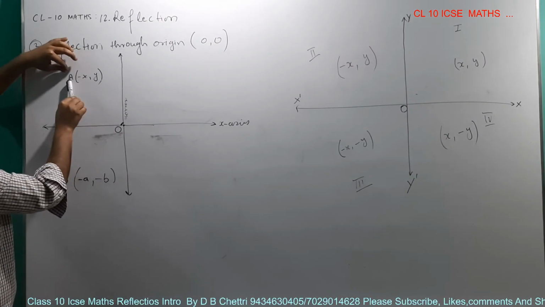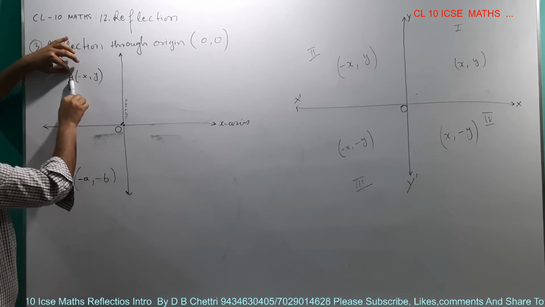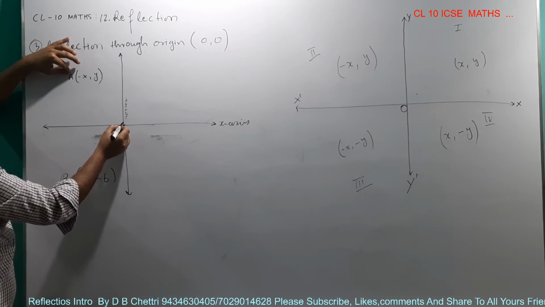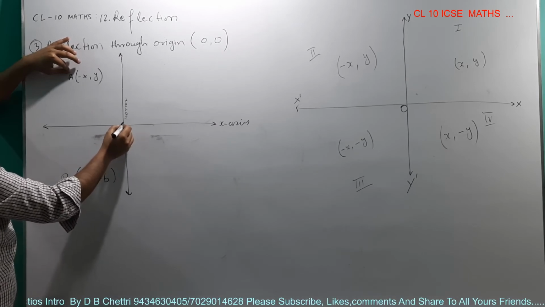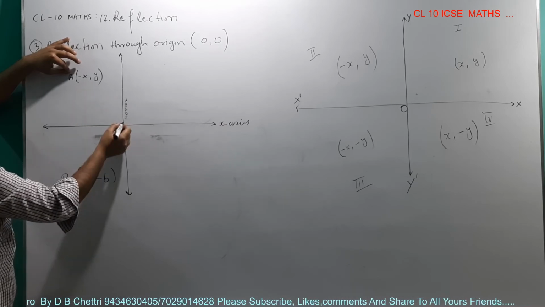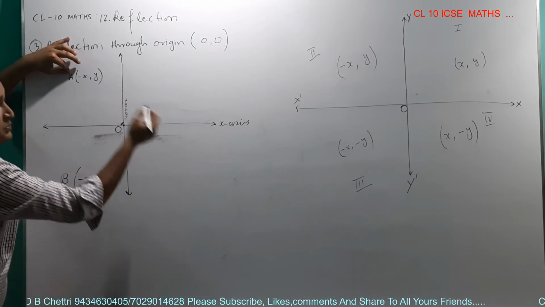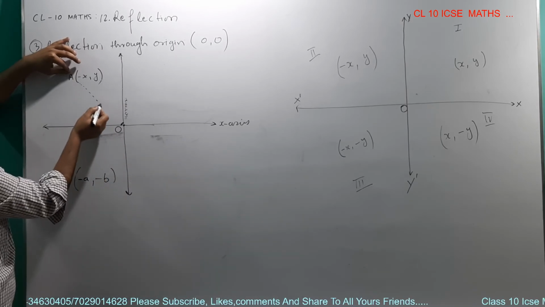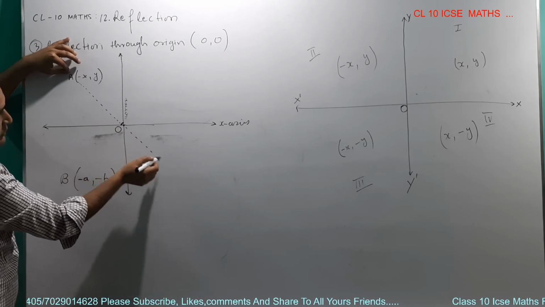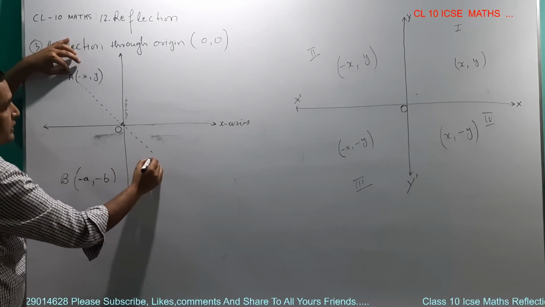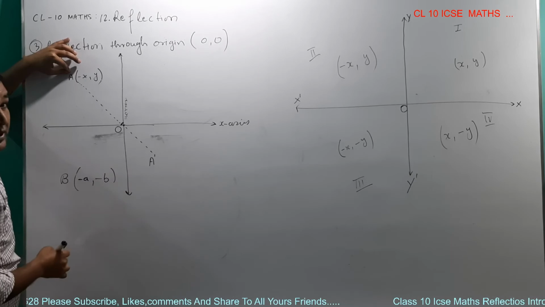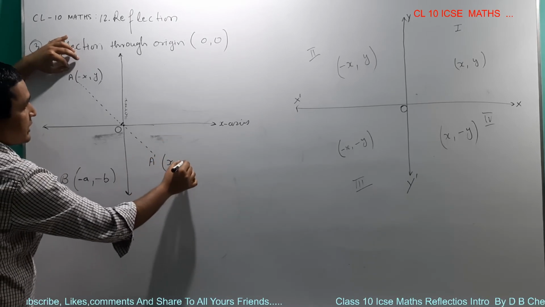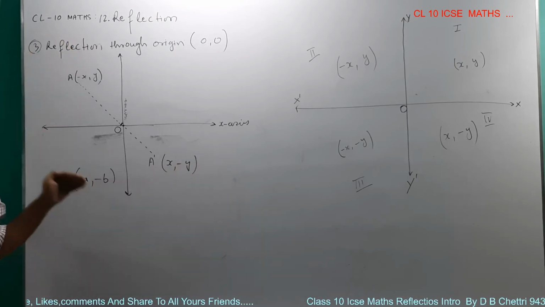Now you are standing here. That means A represents yourself, and you are looking at this corner. The mirror is here at the origin. If you look through the mirror, your image is formed just behind it. That means you can draw the line. The image is always formed along a straight line, so it is formed in the fourth quadrant. You can write the image as A dash. Then in the fourth quadrant, what is the coordinate? x, minus y. This way you find the reflection through origin.